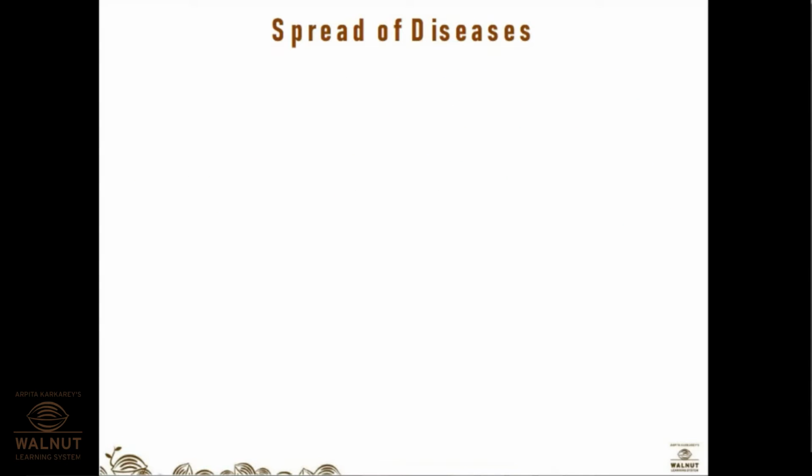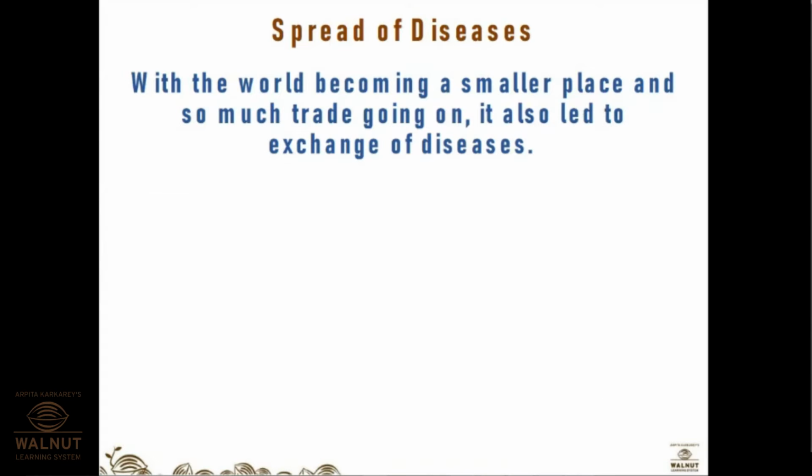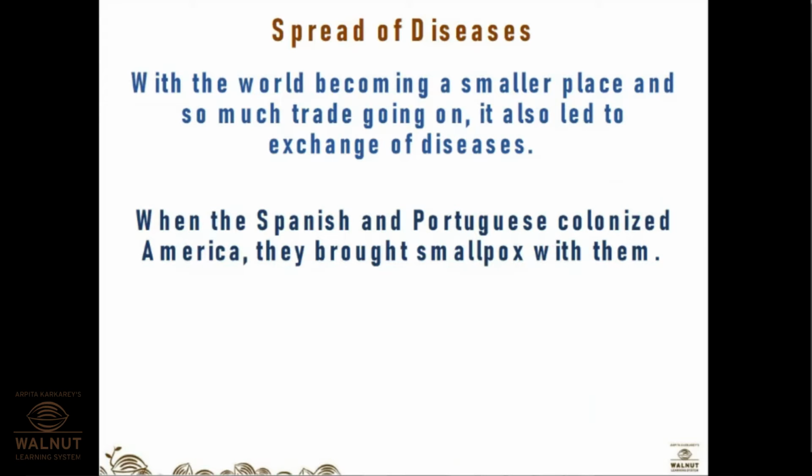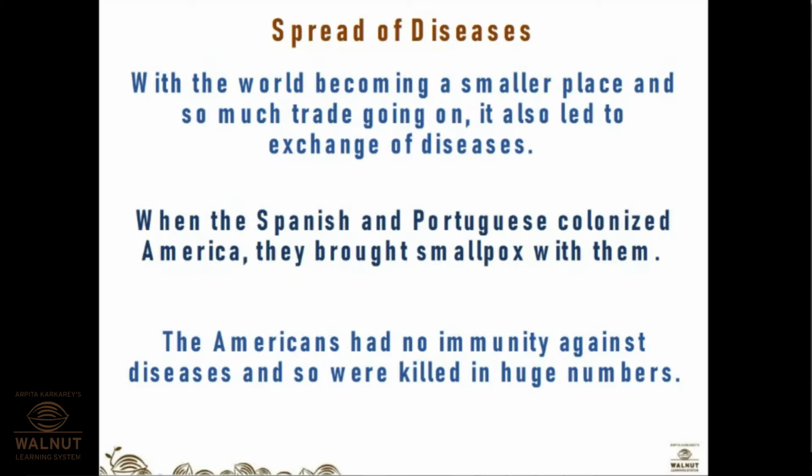Now, spread of disease. We have seen that food was transferred, metals and other precious things, textile, silk were transferred. Now even diseases got transferred. With the world becoming a smaller place and so much trade going on, it also led to the exchange of diseases. When the Spanish and Portuguese colonized America, they brought smallpox with them. You need to read about this in the textbook. Of course, we will be doing it if time permits, and I'll tell you which part is important. The Americans had no immunity against the disease and so were killed in huge numbers. Actually, these germs, smallpox, were used as a weapon to win the battle.